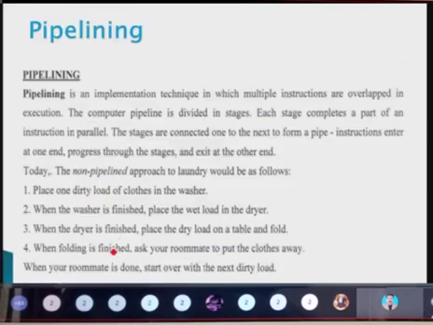So here we are taking up the four tasks. One, we are placing the dirty clothes in the washer, and when the washer is finished, we move the wet load into the dryer. When the dryer is finished, we place the dry load onto the table and fold it. When the folding is finished, we ask the roommate to put the clothes away. So these are the four steps.